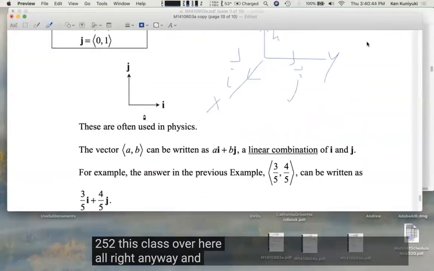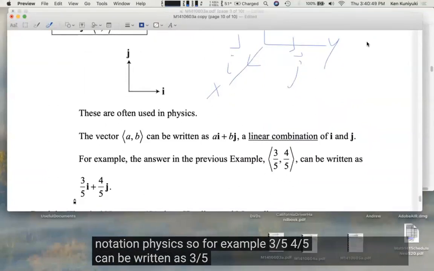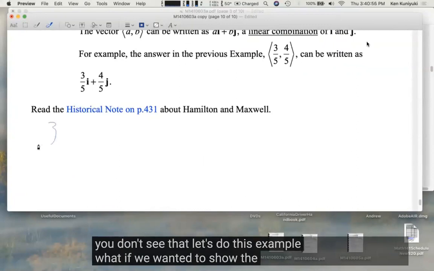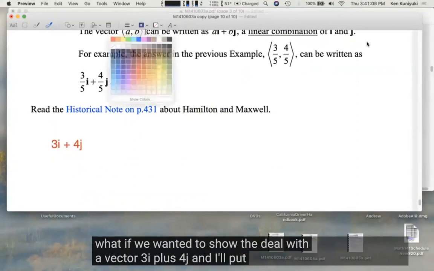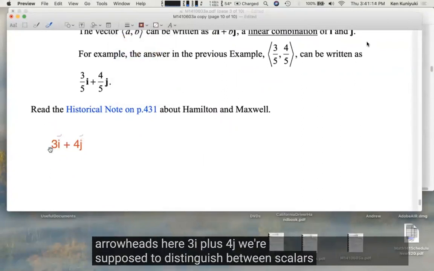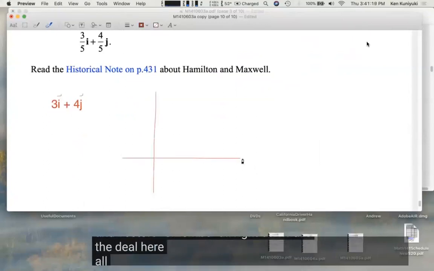Anyway, we often use this notation in physics. So, for example, 3 fifths, 4 fifths can be written as 3 fifths i plus 4 fifths j. If you don't see that, let's do this example. What if we wanted to deal with the vector 3i plus 4j? I'll put my half arrowheads here. 3i plus 4j. We're supposed to distinguish between scalars and vectors, remember. So what's the deal here?